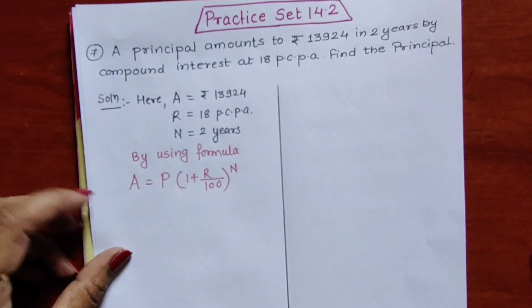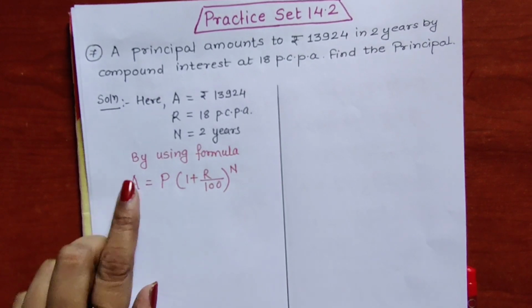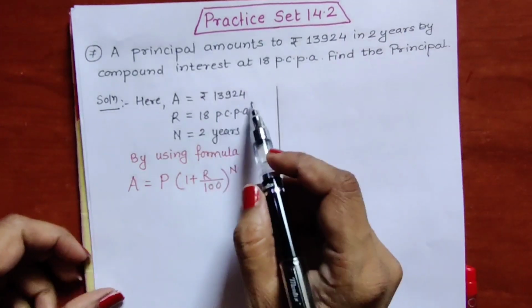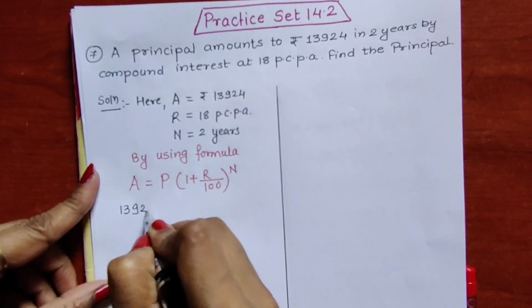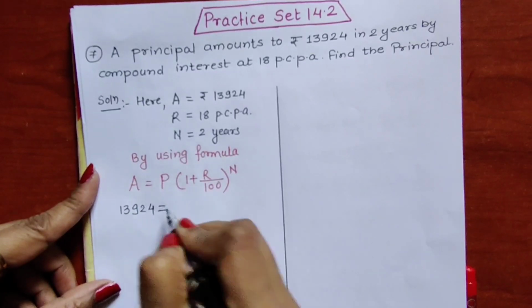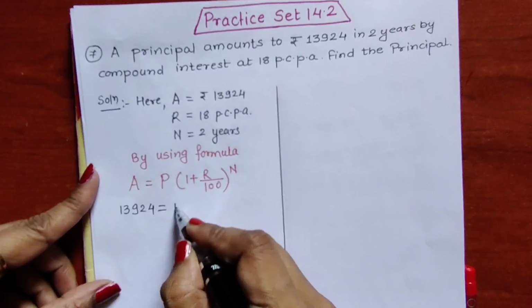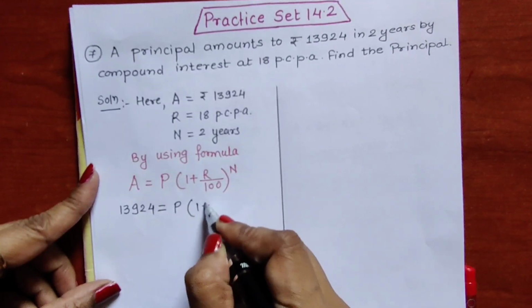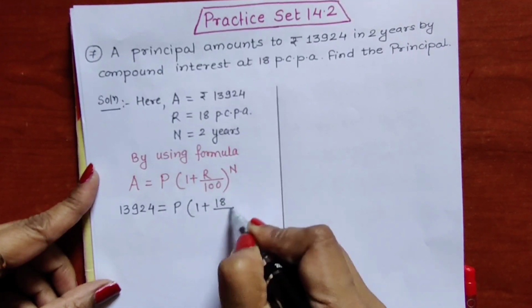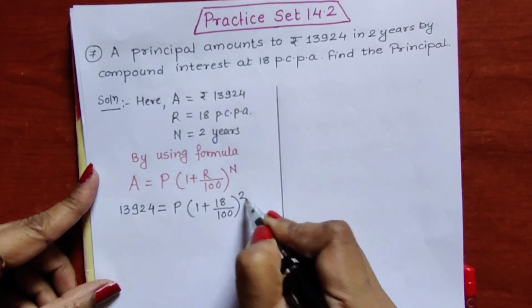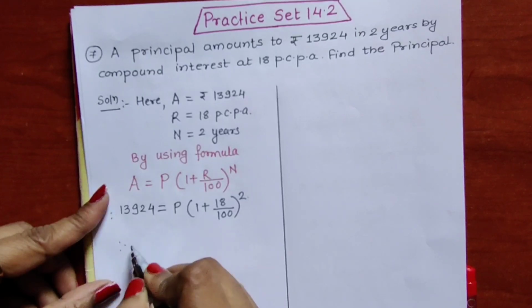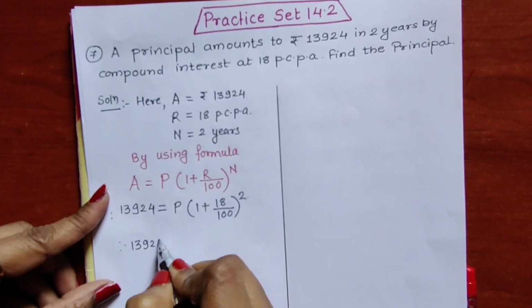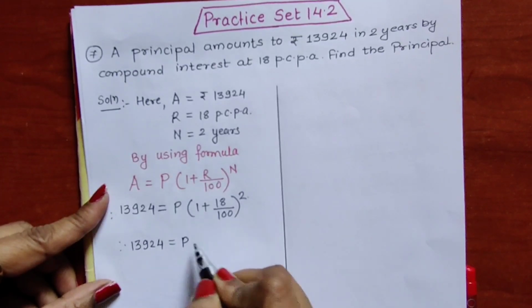Now we will put the values. Now the A value is given. So below A we should write the A value. It is 13,924. So I write here 13,924. Below the equal to sign, write the equal to sign. P value is not given. So we write P as it is. 1 plus R is 18 upon 100 raised to N is 2. The N value is 2. Now again this 13,924 as it is I am writing is equal to P as it is I am writing.